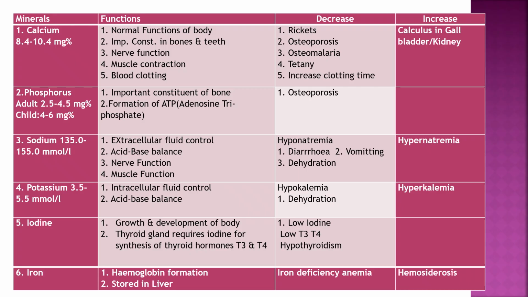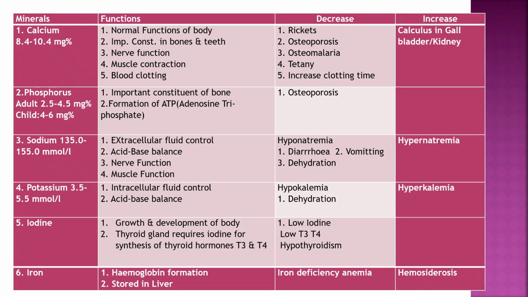Phosphorus, 2.5 to 4.5 in adults and 4 to 6 in children, milligram per cent. Function: important constituent of bone, formation of ATP, adenosine triphosphate. Decrease: osteoporosis. Third, sodium, 135 to 155 milliequivalent per liter. Function: extracellular fluid control, acid base balance, nerve function, muscle function. Decrease: hyponatremia, seen in diarrhea, vomiting, dehydration. Increase: hypernatremia.